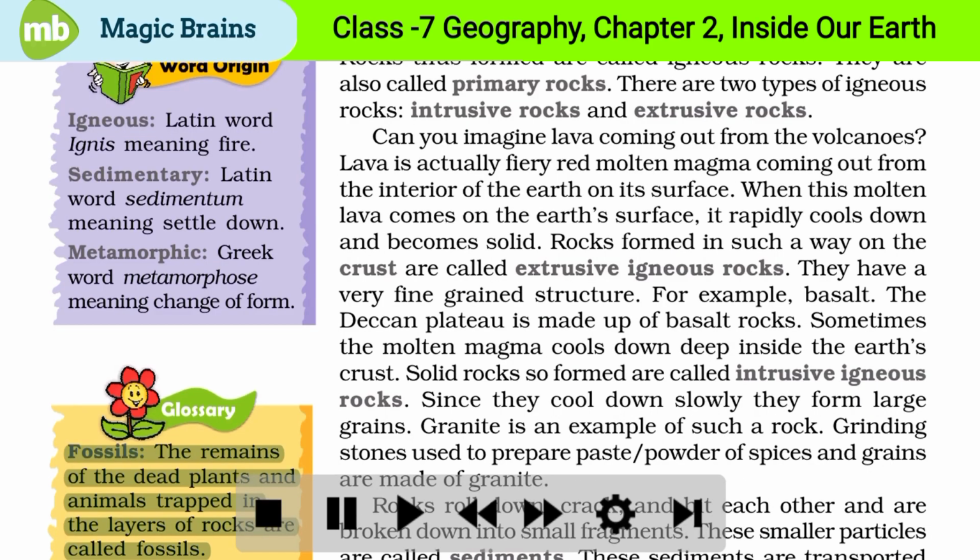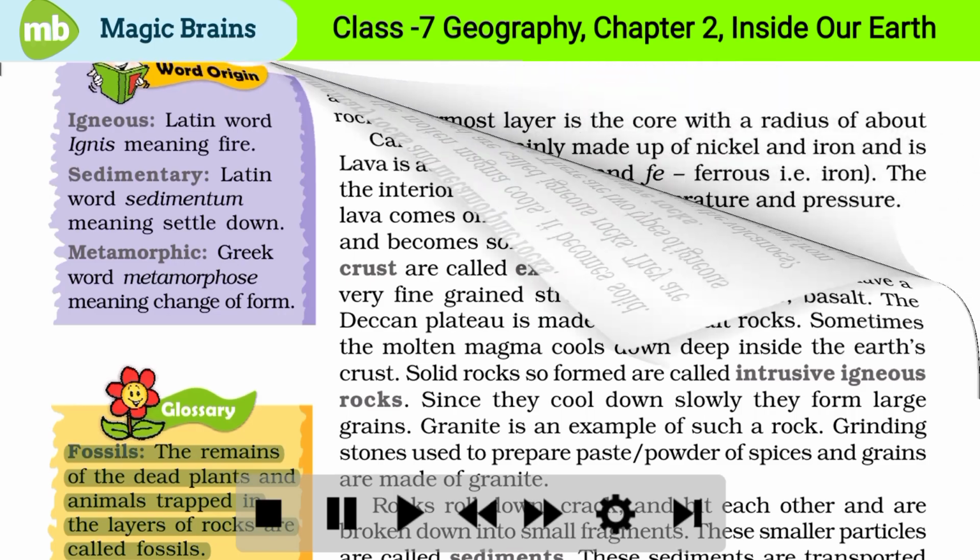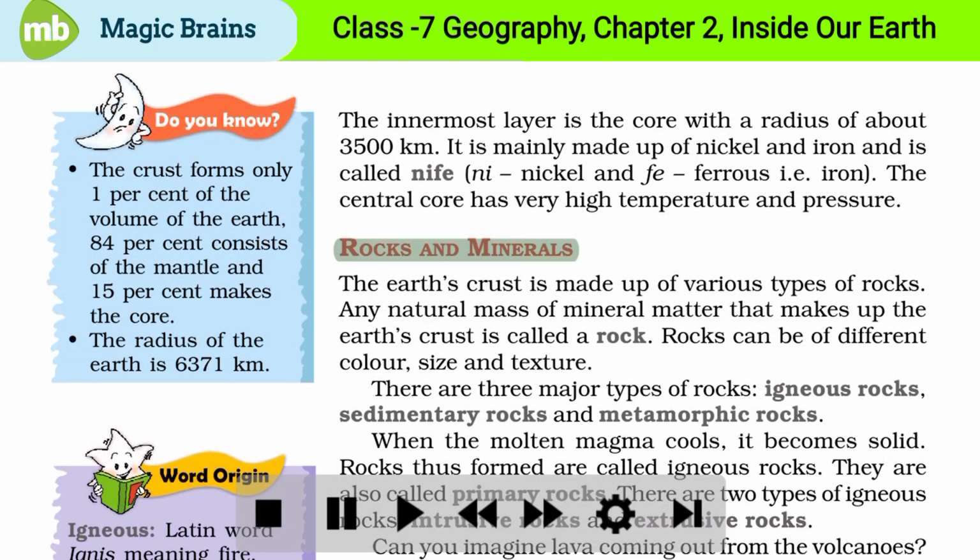Fossils. The remains of the dead plants and animals trapped in the layers of the rocks are called fossils. Rocks and minerals. The Earth's crust is made up of various types of rocks. Any natural mass of mineral matter that makes up the Earth's crust is called a rock. Rocks can be of different color, size, and texture. There are 3 major types of rocks: igneous rocks, sedimentary rocks, and metamorphic rocks.